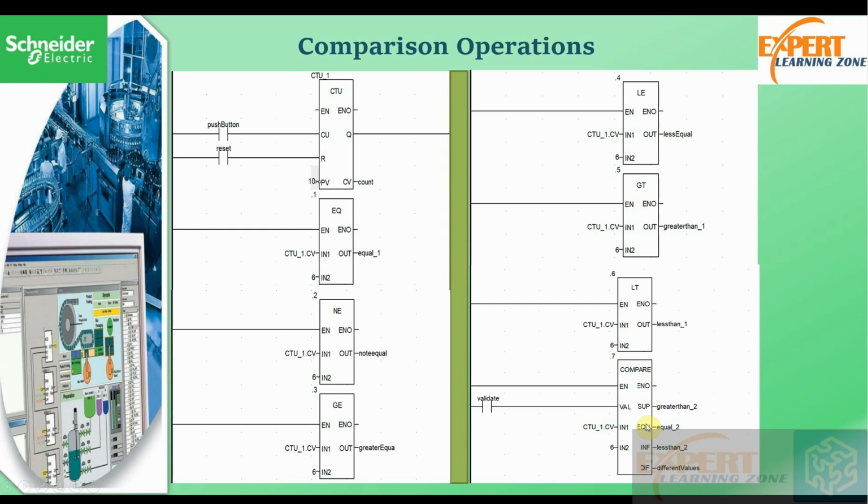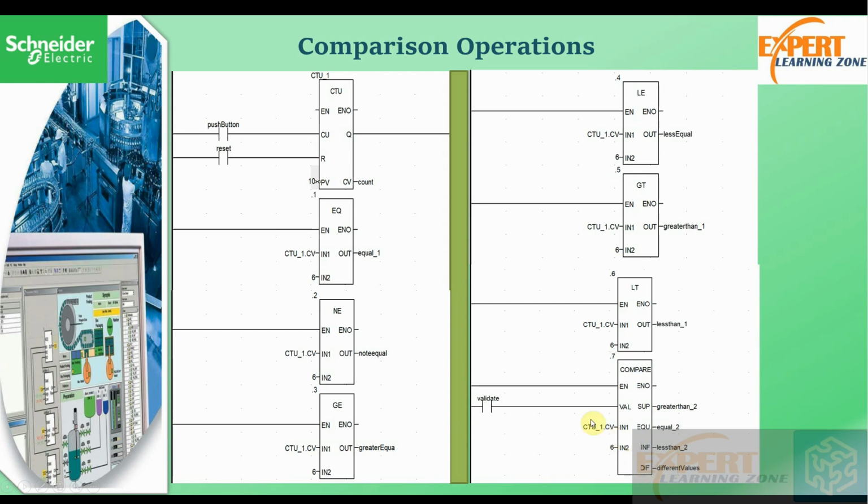Then we have the compare block. The compare block is a block we can control. It is controlled not only with the enabling input but also with the validation input. This validation input has to be in its logic 1 state before this block can be executed, before this block can release the different outputs.